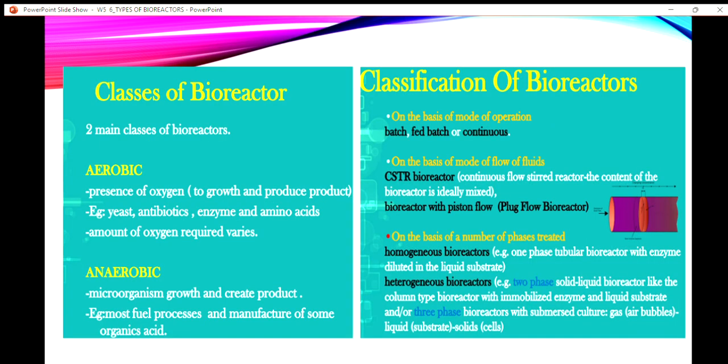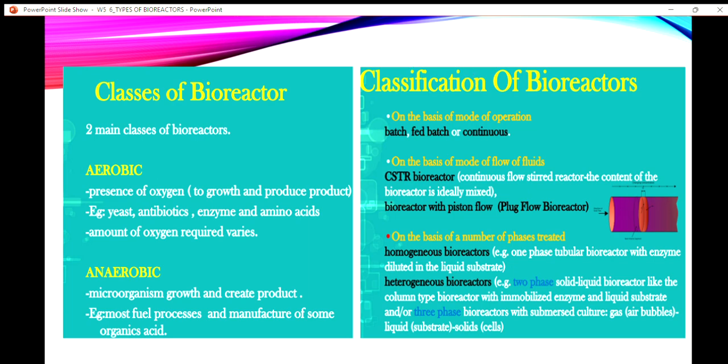Okay, so there are 2 classes of bioreactor. We have aerobic and also anaerobic bioreactor. Okay, this depends on the process involved. The aerobic is the one that contains oxygen. Anaerobic is the one without oxygen. Okay, so if you have oxygen in this anaerobic process, it will destroy the microbe.